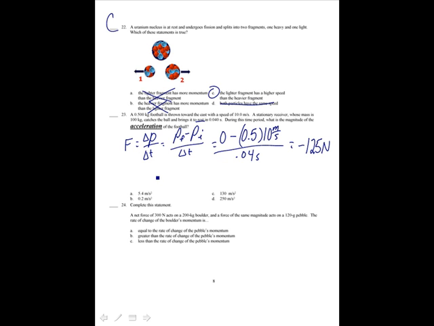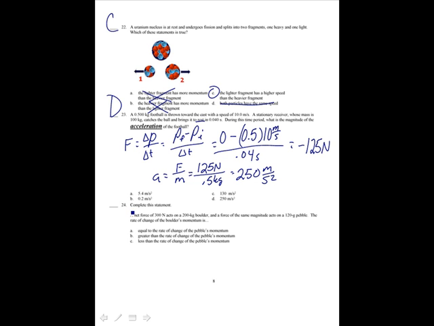But we really want to know the acceleration, so acceleration is F over m, and we just want the magnitude, so I'm going to drop the negative. 125 newtons over 0.5 kilograms, that's 250 meters per second squared. That's a pretty whopping acceleration.